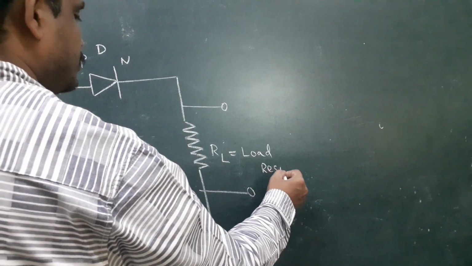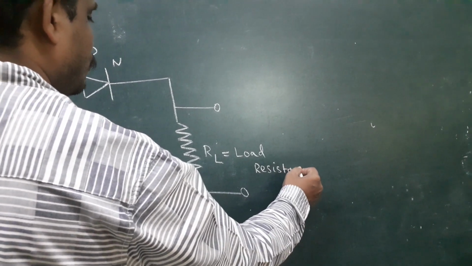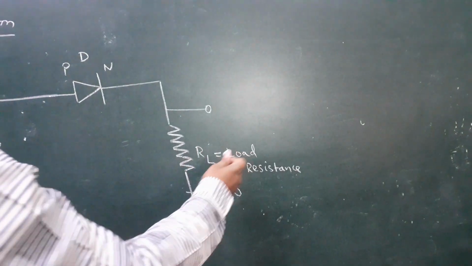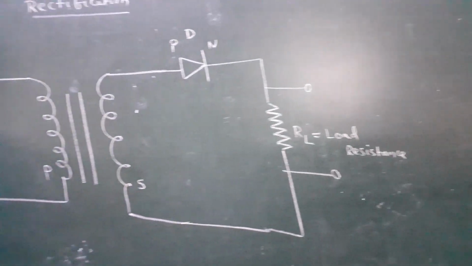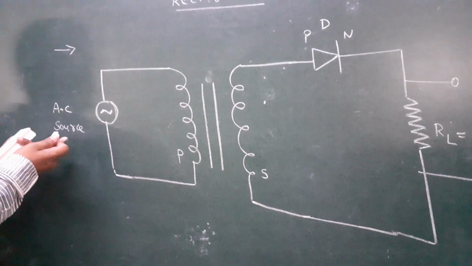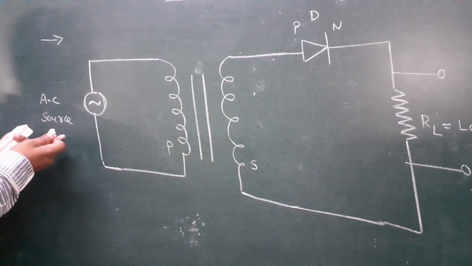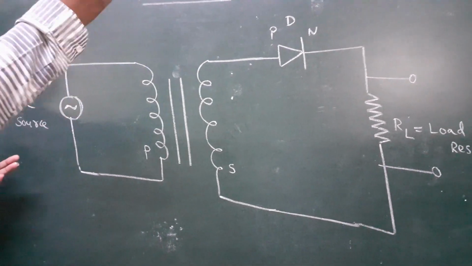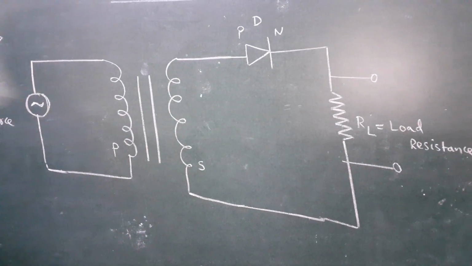According to the load resistance, we measure the output voltage. Here the output can be taken. In this circuit, the input is taken here. This is the input: the AC source is the input. RL is the output.